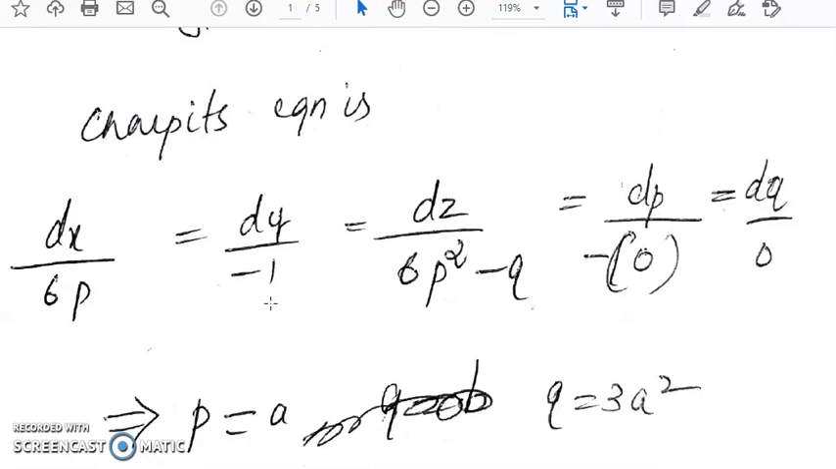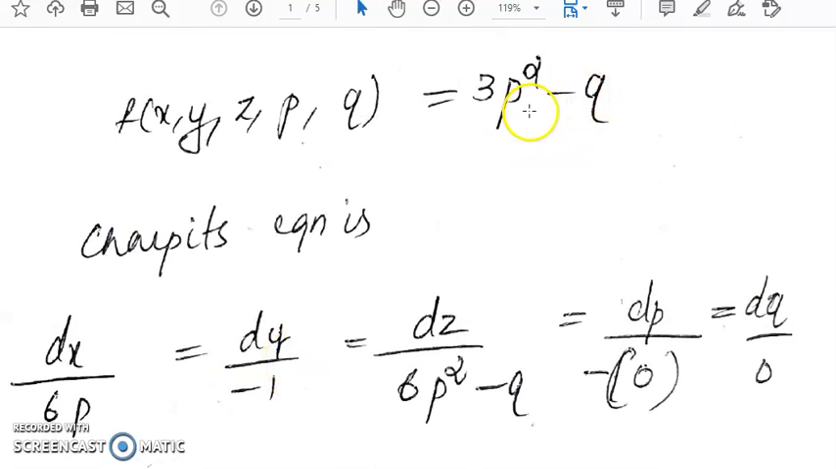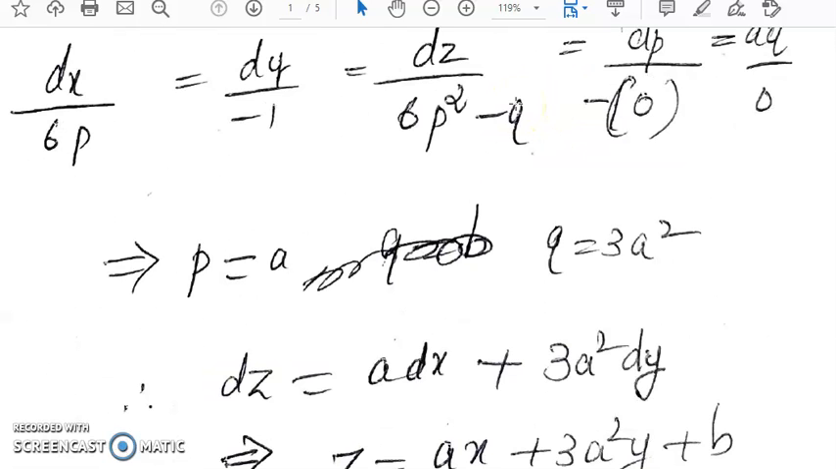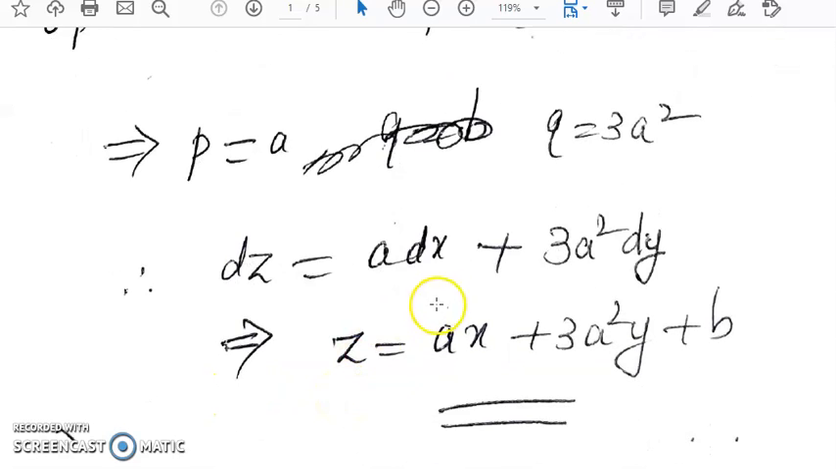Now if p is equal to a, so I can write q equal to 3a square. So that gives me p and q. So therefore dz can be written as a dx plus 3a square dy. So on integrating, you will get z equal to ax plus 3a square y plus b. So this is the solution of your given PDE.